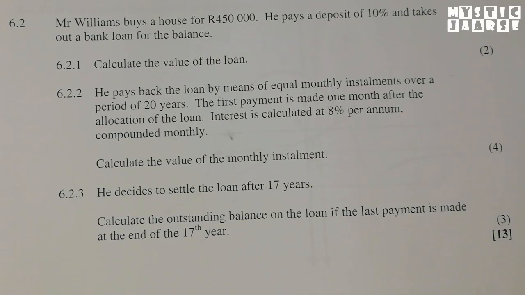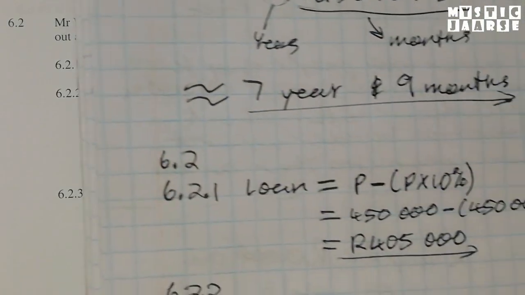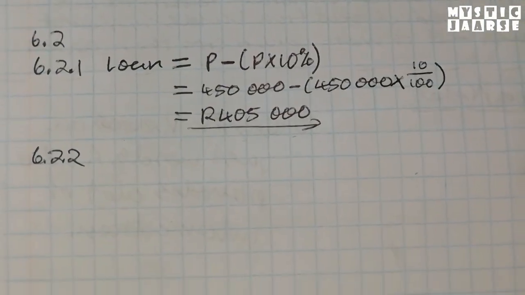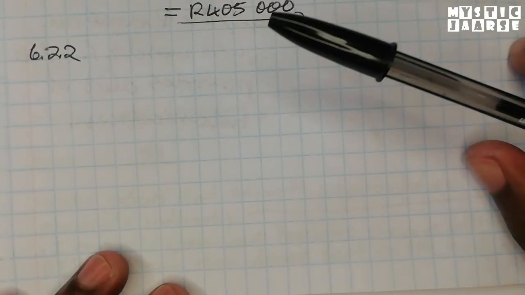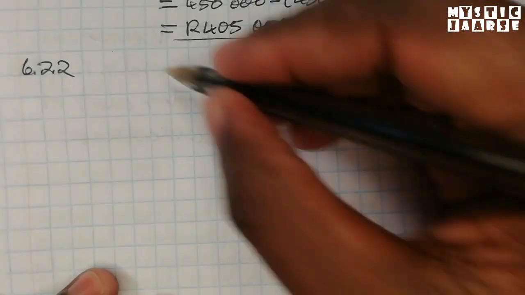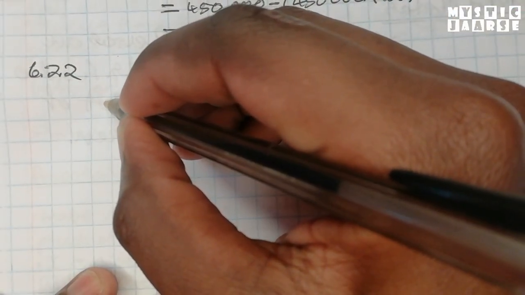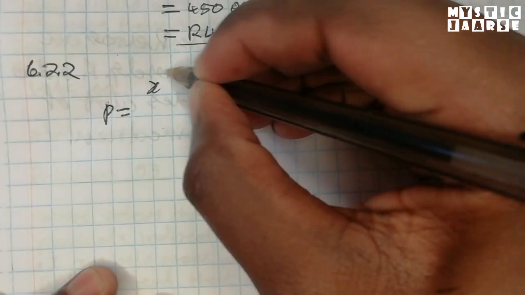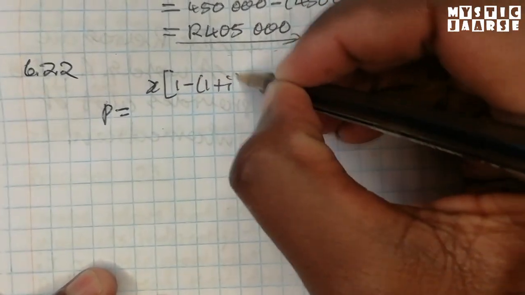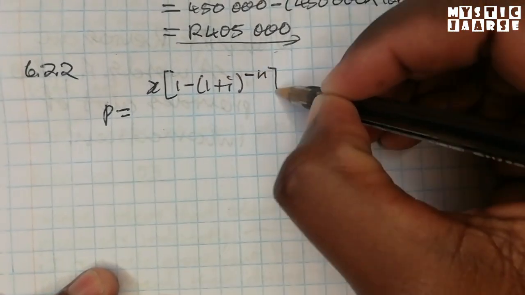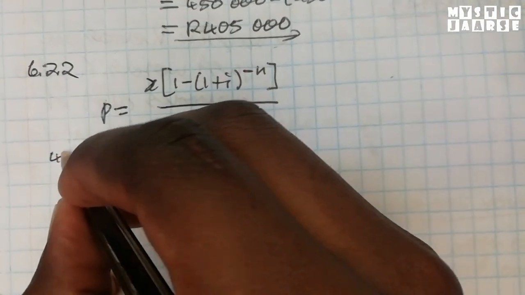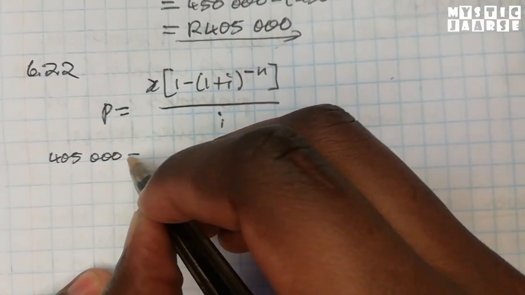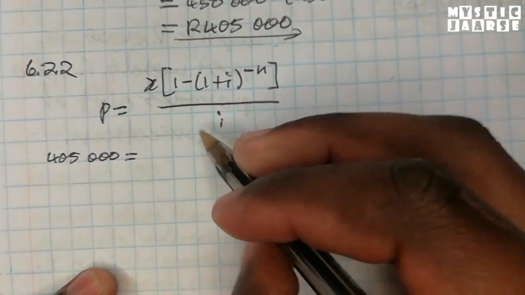So now we know that Mr. Williams took out a bank loan of 405,000 rands, right? And now he repays back the loan by making equal payments each month, starting from 1 month after getting granted the loan, right? So we're going to use the present value annuity formula. Present value is equal to x into 1 minus 1 plus i to the power of negative n, close, all divided by i. We know that Mr. Williams took out a bank loan of 405,000 rands. We are looking for the equal installments that he will be making.